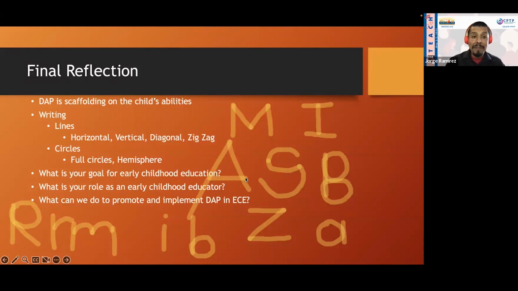In other words, every single letter of the alphabet and numbers consist of horizontal, vertical, diagonal, zigzag. You want children to write their names, develop fine motor skills, develop hand-eye coordination, have them write lines and circles, and then challenge them to put these lines and circles together to make names. I'm sorry, to make letters. Letters that start their name, that are in their name, not the alphabet.